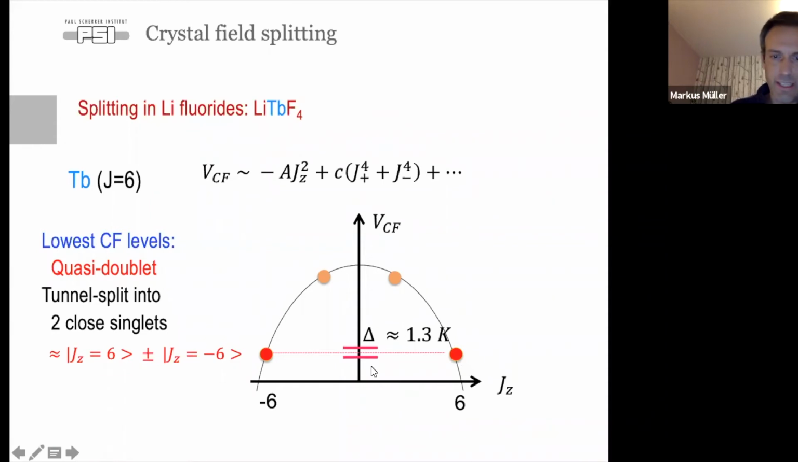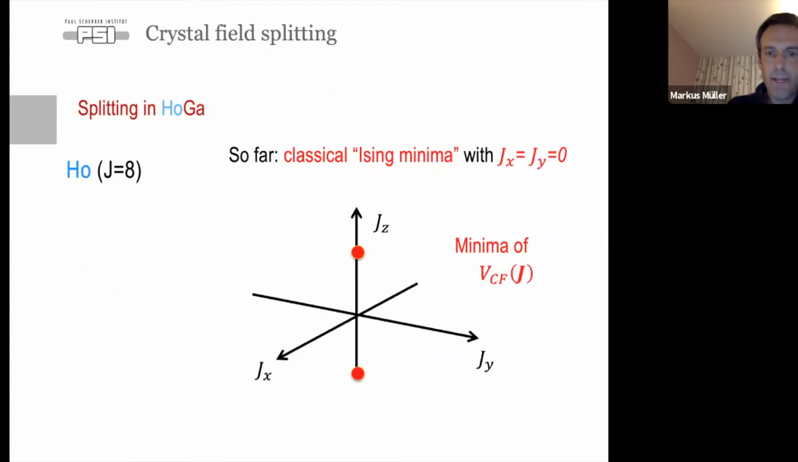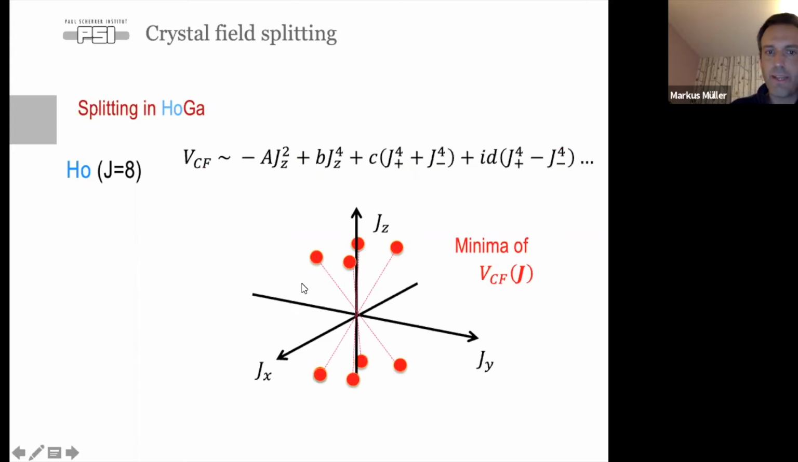That is, however, important that it is so tiny, so it can compete with other small terms like hyperfine coupling later on, and we'll see that this is interesting. Oftentimes you find minima that lie just on the JZ axis, but you can have more complex crystal field potentials where you, for example, have 8 minima or 4 minima.